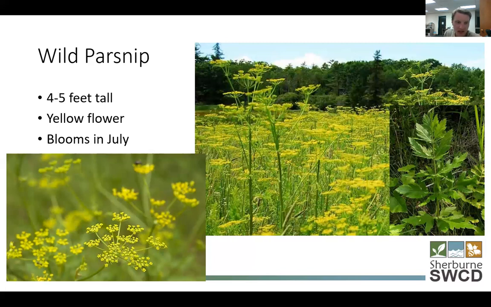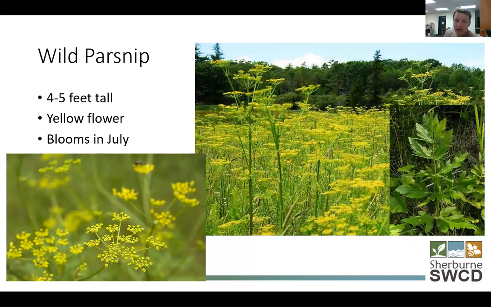So the yellow flowers, when you look at them as a group here, you can see that they are flat on top, and that's an easier way to identify versus more of a rounded shape. Now, again, this doesn't hold true across all flowers, but if you're looking at a yellow flower, has a flat top, it's roughly 4 to 5 feet tall, it's blooming in July, it's a pretty clear sign that it's wild parsnip.